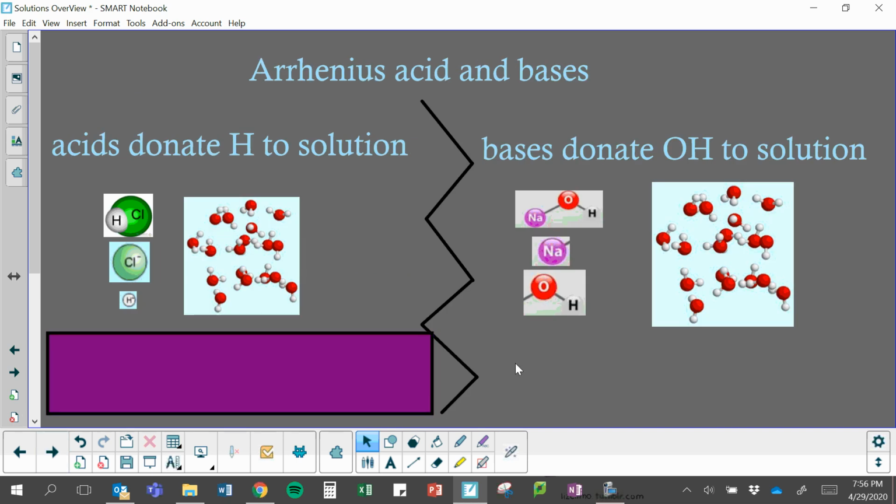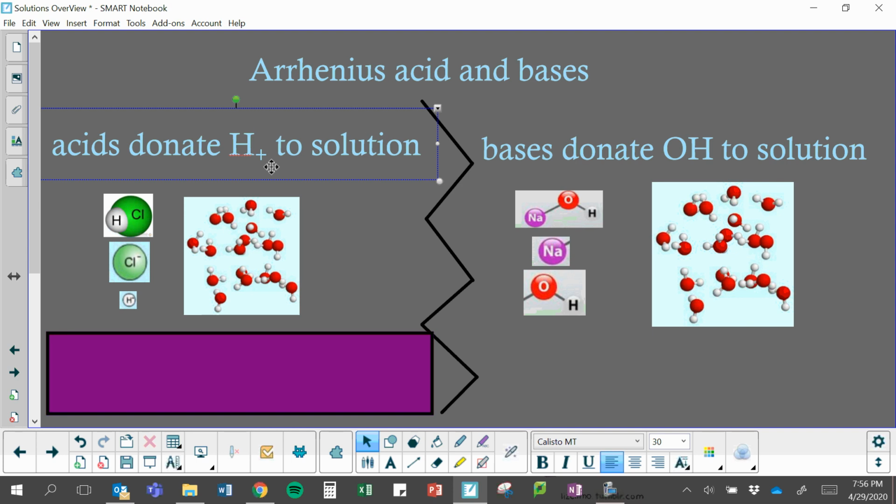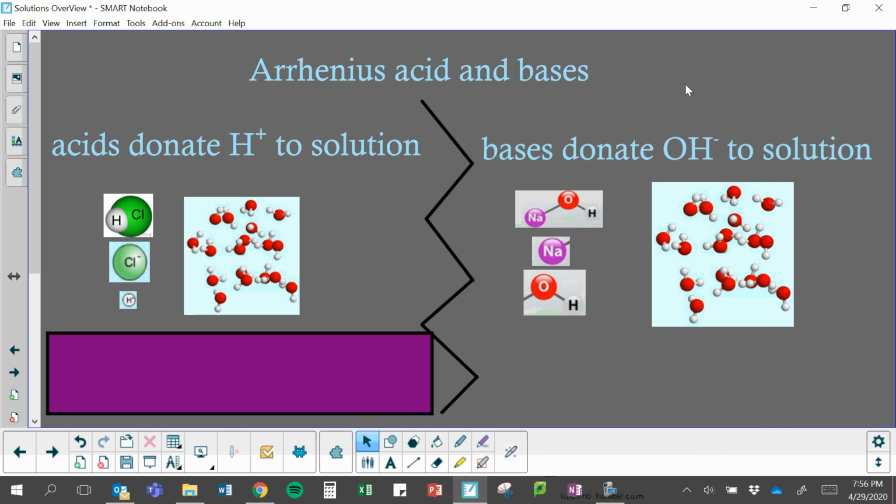Okay, we can think about acids in a couple different ways. We can call them Arrhenius acids and bases. This is kind of the first definition we had of acids and bases. And this idea is that acids add hydrogens to the solution and that bases add hydroxides, OH, to the solution. And I probably should put that this is a hydrogen ion, H plus, and our hydroxide is also an ion, which is OH minus.